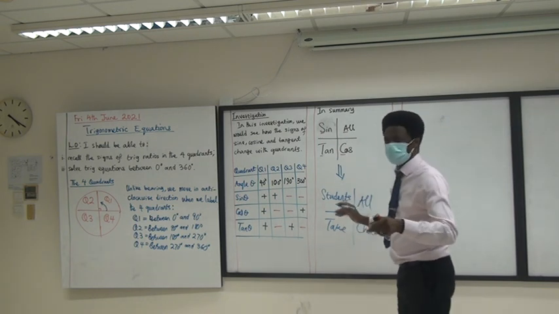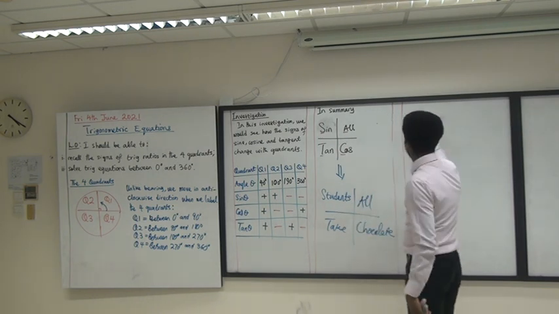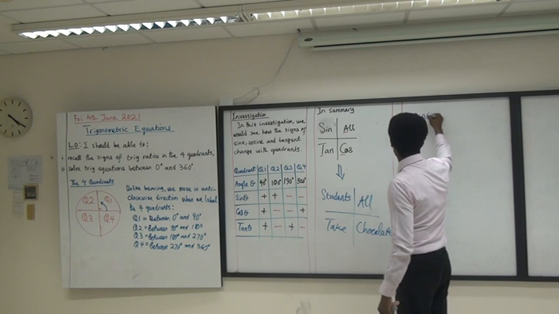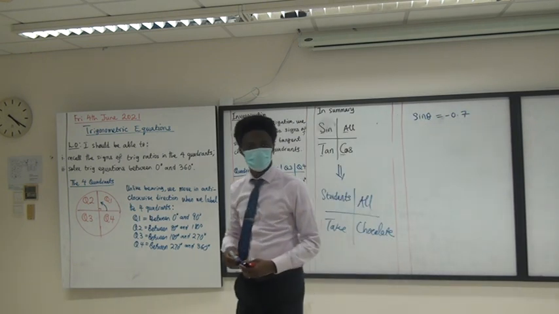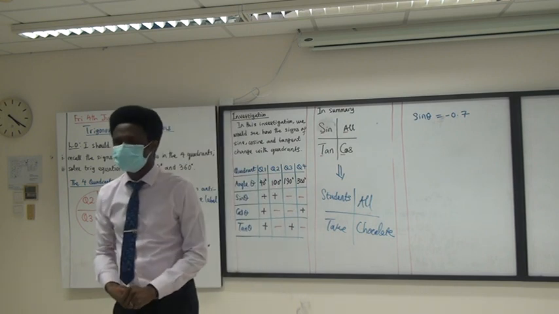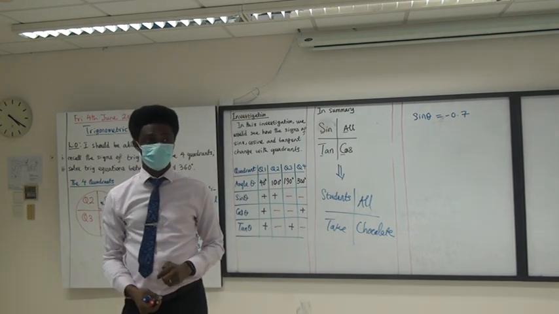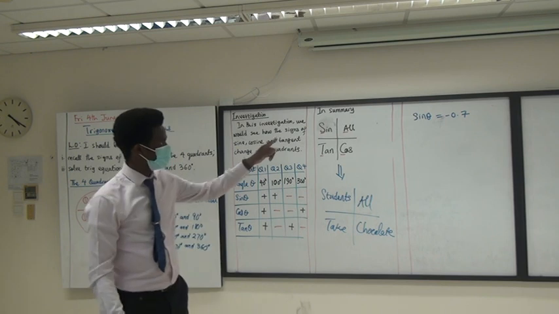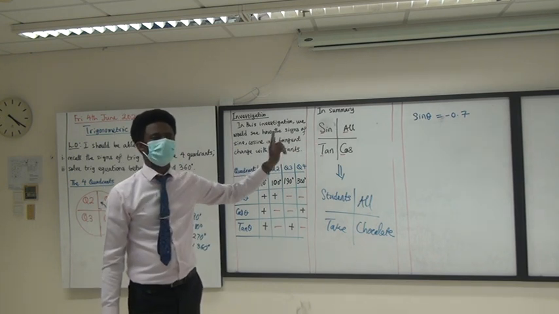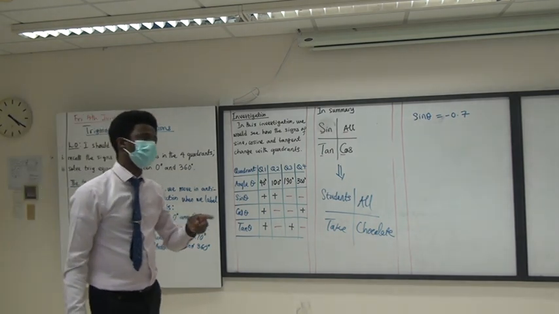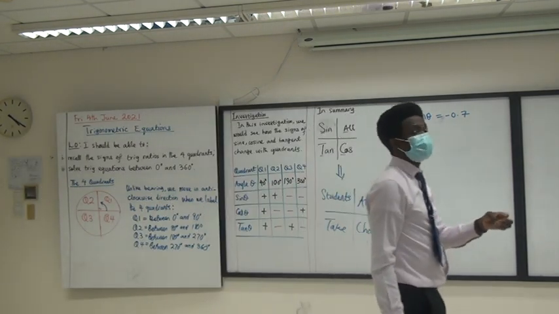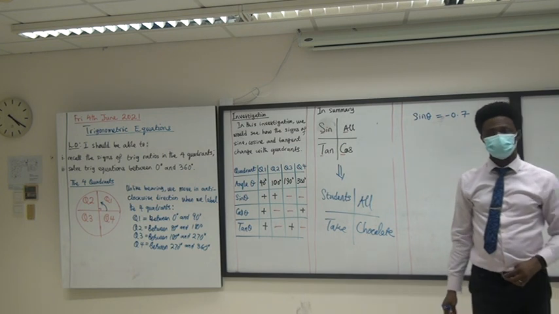So next week, when we try to solve trig equations, I might give you something like: solve the equation sine theta is equal to minus 0.7. That negative tells you what your answer will likely be. Because it is negative, it means theta lies in which quadrant? Quadrant 3 and quadrant 4. Quadrant 3 or quadrant 4?